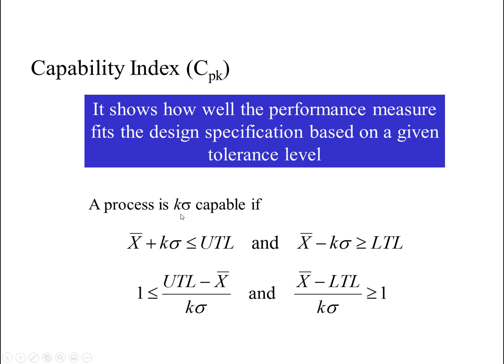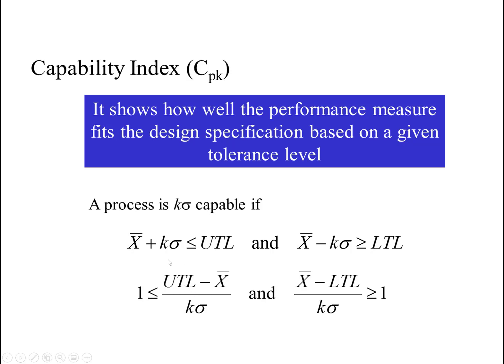Now it's up to you. If a specific organization claims that our production is capable of K sigma, let's suppose 3 sigma, then what do you need to do? You need to collect some sample data, and then you check whether that organization is capable for 3 sigma, 4 sigma, or 6 sigma or not. Generally we can write: x bar plus K sigma is less than or equal to the upper tolerance limit or upper specification limit, and x bar minus K sigma is greater than or equal to the lower tolerance limit or lower specification limit.